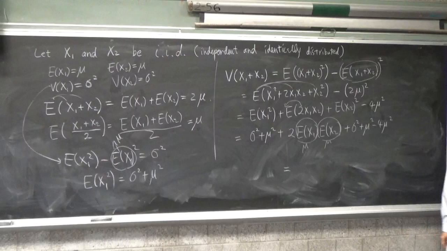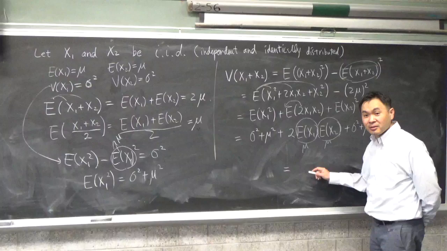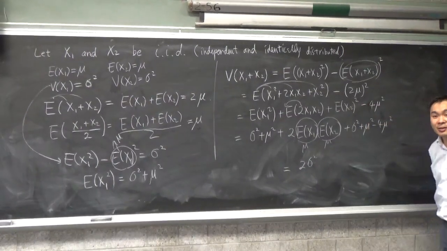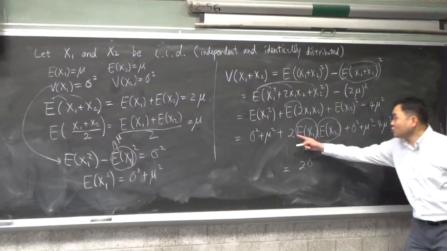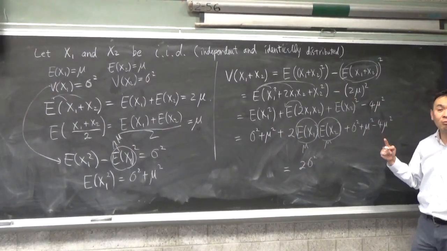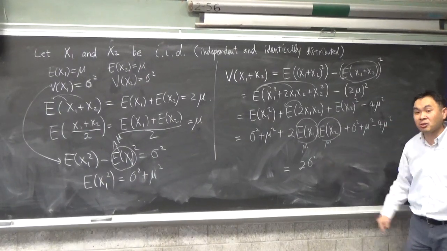Okay, let's see if you follow the calculations. If you simplify this, what do you get? 2 sigma squared. Yes. Everything else cancels, right? You just get 2 sigma squared. Is that okay? 2 mu squared plus another mu squared. How many mu squared? 4 mu squared, but you're subtracting 4 mu squared. They go away, and then you just have 2 sigma squared.